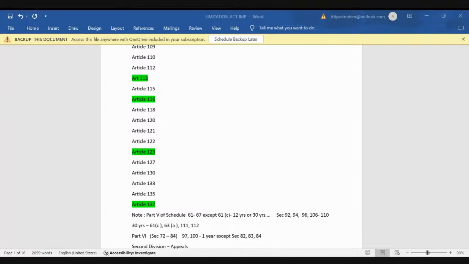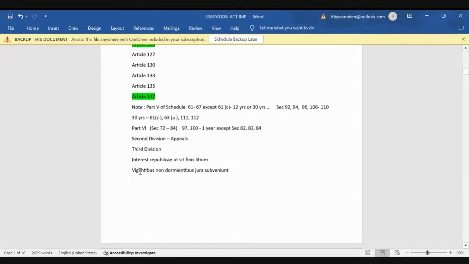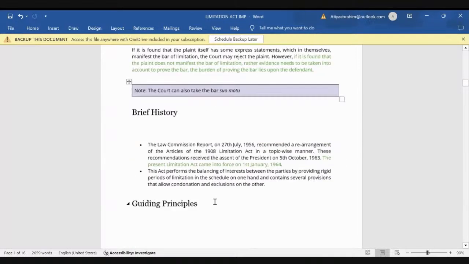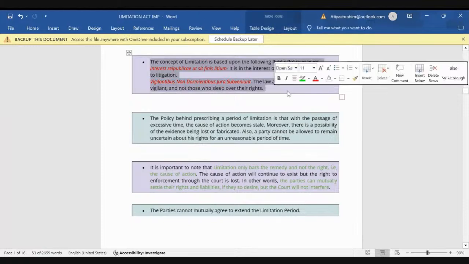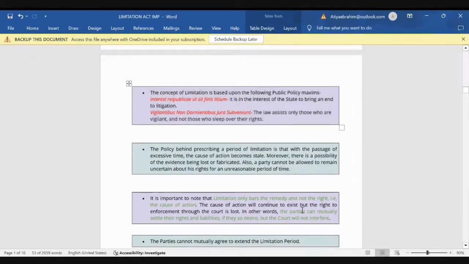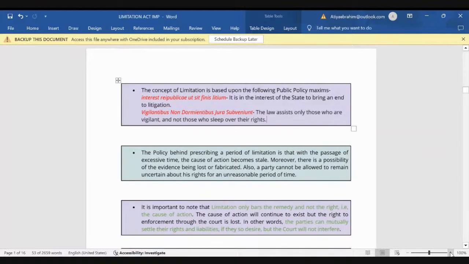Now there are two very important maxims on which the statute of limitation is based. If you all know the maxim, you can write that in the chat box. If you don't know, I can just show you my screen. It is here also. If you can see this lavender box, right? So these are the two public policy maxims on which my Limitation Act is based.